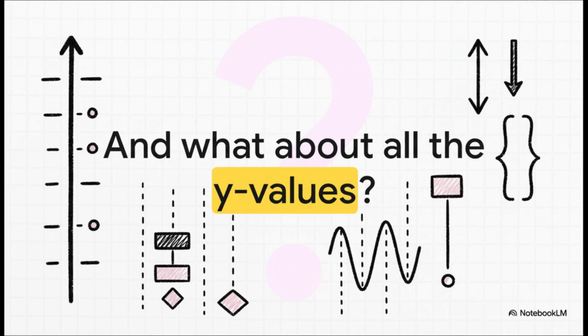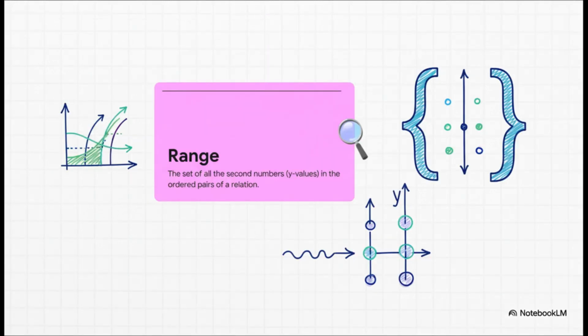Perfect. Now let's do the exact same thing, but for the vertical positions. Looking at those same 5 points, what are all the y values that we're using? And that list is called the range. It's the set of all the outputs or all the vertical positions in our relation. So if we trace each point over to the y-axis, we land on -3, -1, 1, and 2. Now you might notice that 2 different points share the y value of 1, but we only list it once. The range is just the set of all the unique outputs.